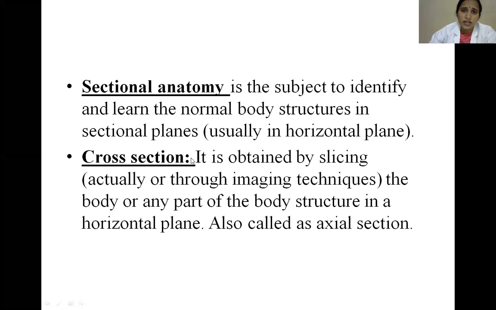This cross section can be obtained by just cutting the body, or by obtaining imaging, a film, either CT or MRI. Either by cutting the body or by using the imaging technique, we are going to obtain a cross section, and we will study the different structures present in the cross section, and we are going to compare.